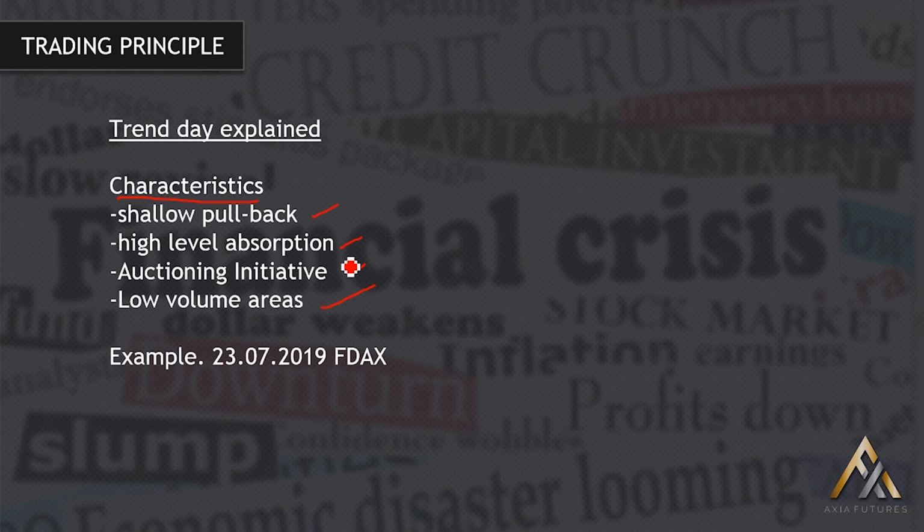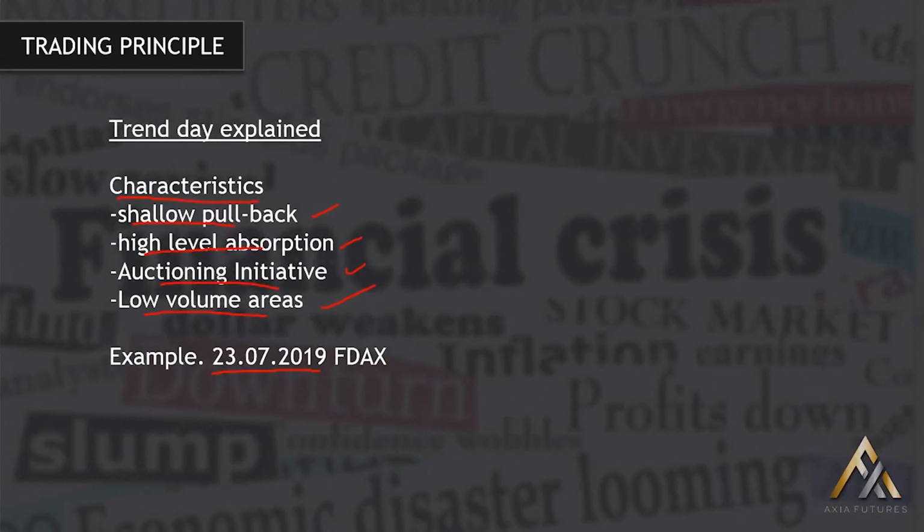Okay, so what we're looking at is the DAX for the 23rd of July, which is today, and the characteristics of a trend day. Number one, shallow pullbacks. It goes to be said a strong trend does have particularly shallow pullbacks. Okay, there's a high level of absorption. Right? I'm going to show you what these concepts mean in a minute on the charts. There's something which we call auctioning initiative. Again, I'll show you this in a chart. And then we've got lots of low volume areas.